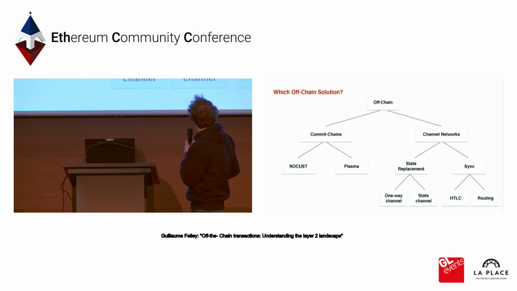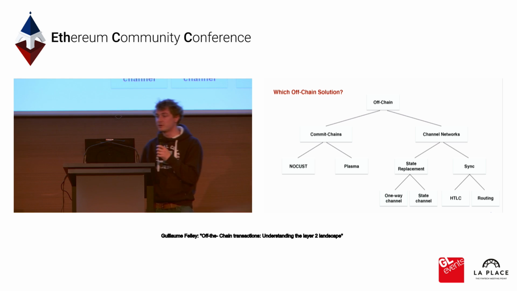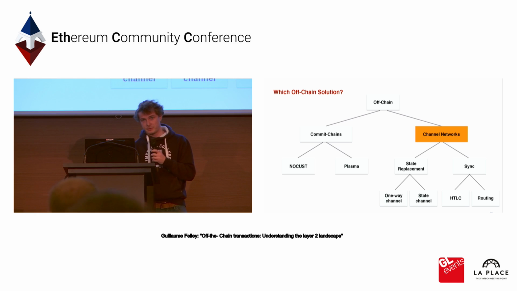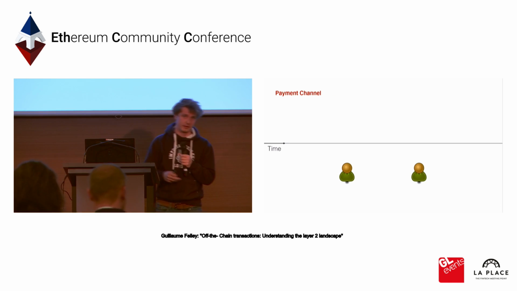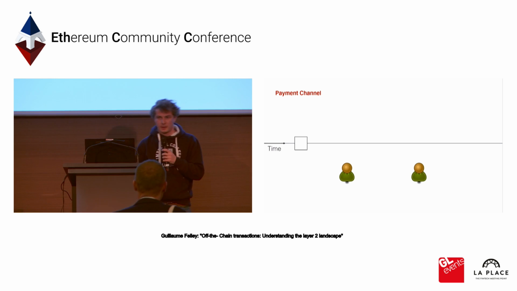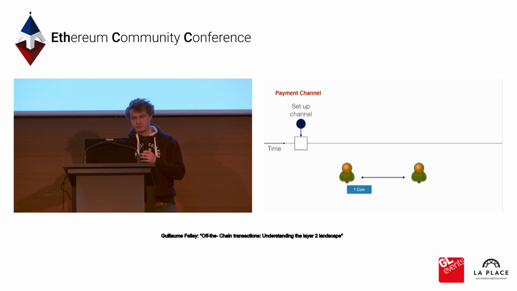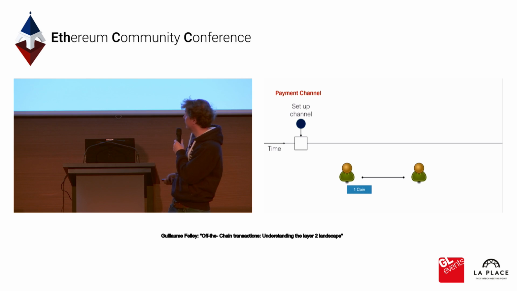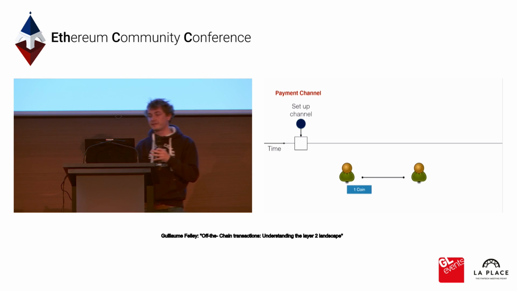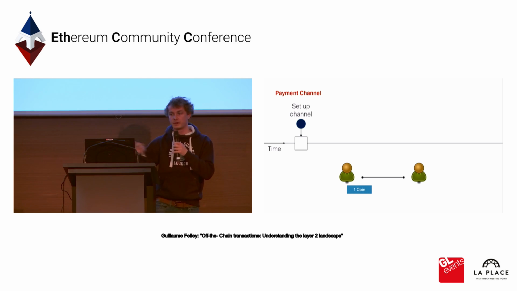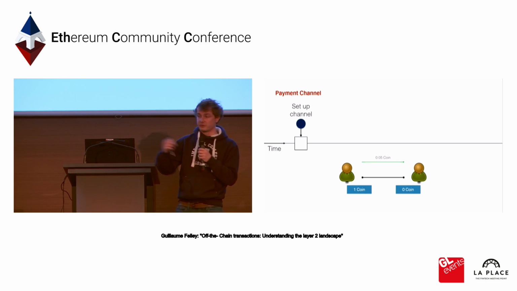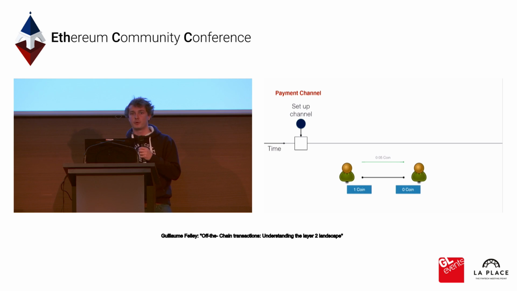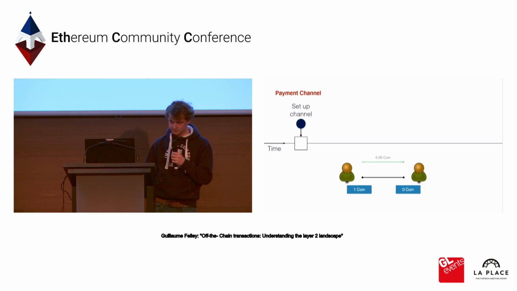All right, so what off-chain solutions do we have? We have basically two families, commit chains and channel networks. So let's start by looking at channel networks. Very briefly, I will explain how a payment channel works. Here you have a blockchain, and 2 parties set up a channel together. One guy deposits 1 coin into it. Then he can make a transaction off-chain, sending 0.05 coin to the other guy.